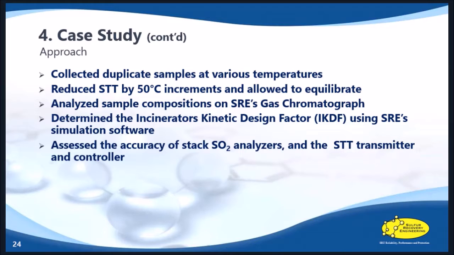On the first day of the field testing, SRE first collected and analyzed the feed streams to the SRU and incinerator. The feed stream consists of amine acid gas, fuel gas, and sulfur pit main gas. This SRU's incinerator had two types of air supply. The initial air supply was from the compressor. The secondary air supply was from the blower.